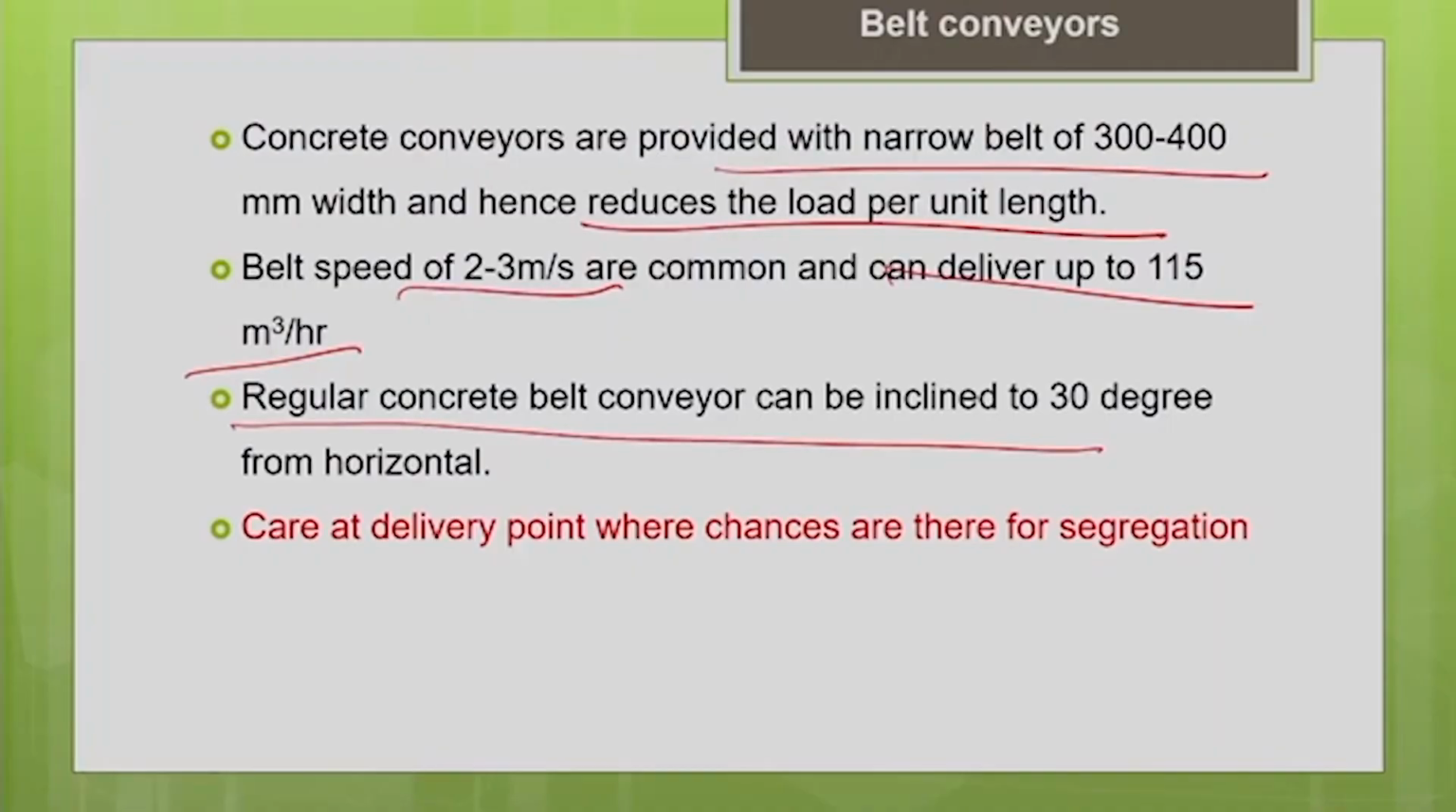Otherwise what happens, because of inclined discharge, as I told you, your heavier coarse aggregate will be thrown farther away from the remaining material because of the greater momentum of the heavier material. That results in segregation. That is why make sure that the end discharge will be vertical. So care at the delivery point is needed where there are chances for segregation.